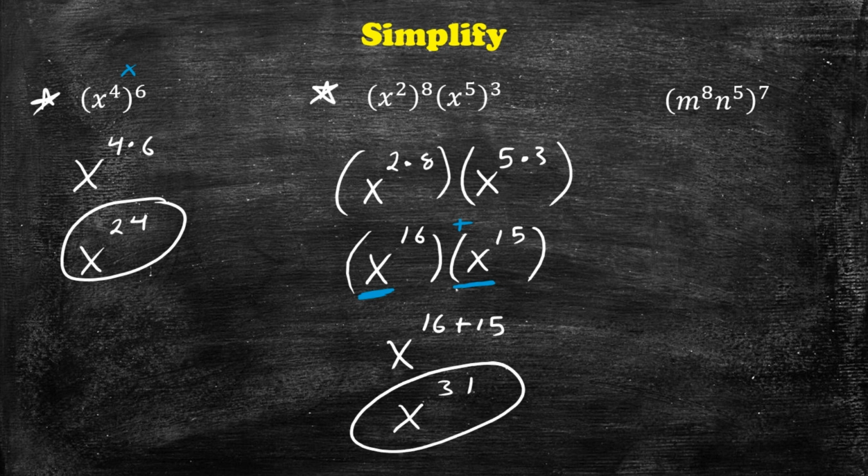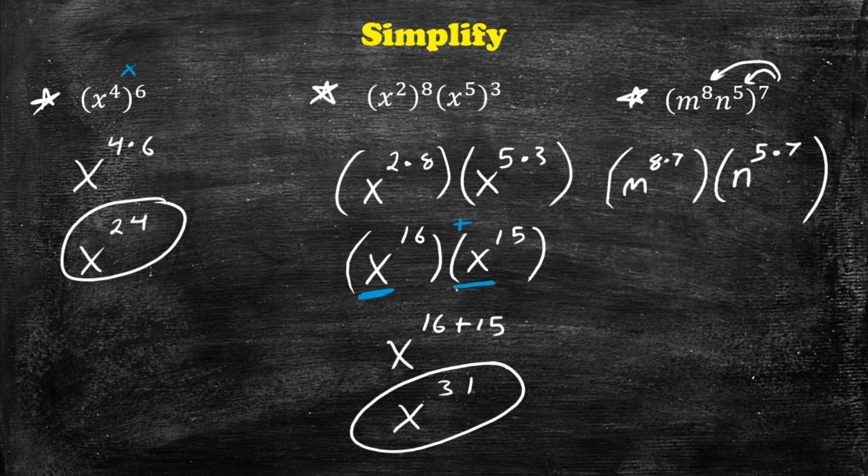All right, so next up is the top right. So we have this exponent on the outside, the 7, and what we can do is distribute that to both of these exponents. And whenever you have an exponent raised by an exponent, you multiply. So this can be rewritten as m to the 8 times 7 times n to the 5 times 7, like that. And when we simplify that, we'll get m to the 56th power, n to the 35th power.